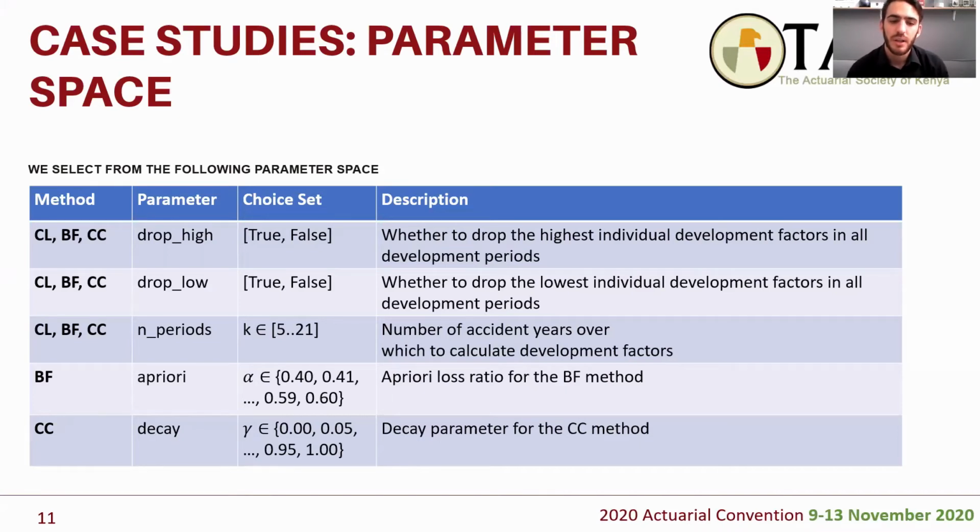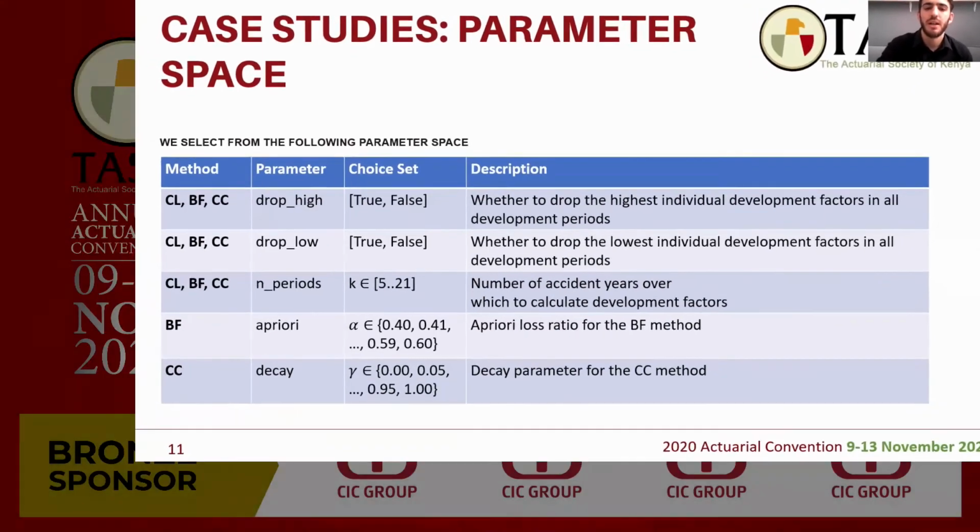Then the second last row is the parameter only for the BF method. So it's the a priori loss ratio. So this one only applies when using the BF method. And there we typically select between 40% and 60% in steps of 1%, but this range will depend on the underlying business. And then for the Cape Cod, we choose the decay parameter from 0 until 1 in increments of 0.05. So this is typically what the parameter space will look like across all the triangles.